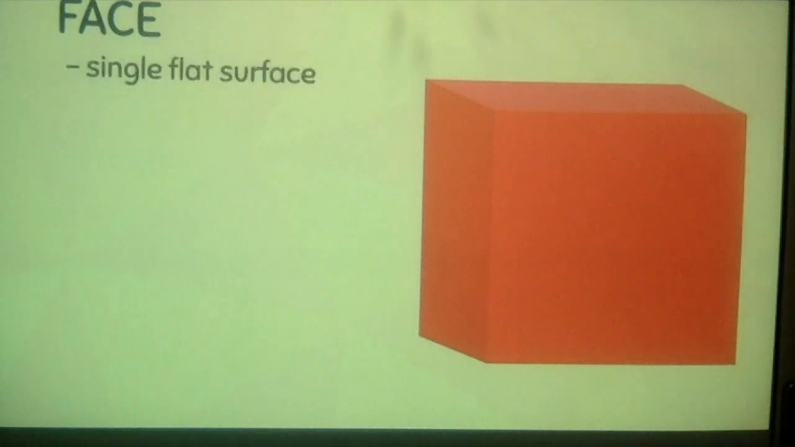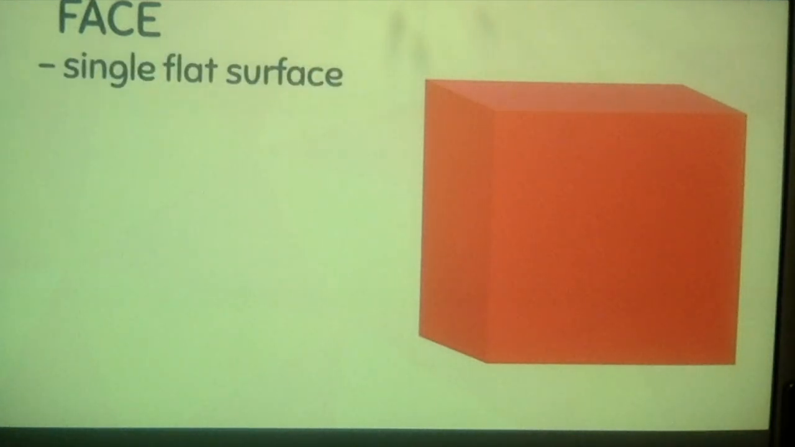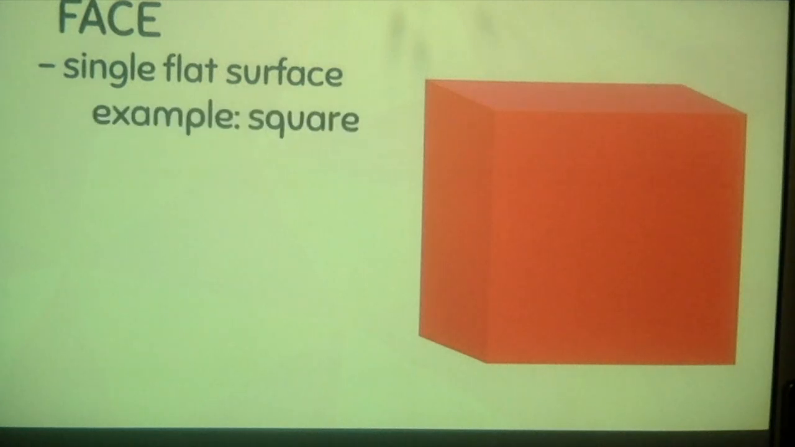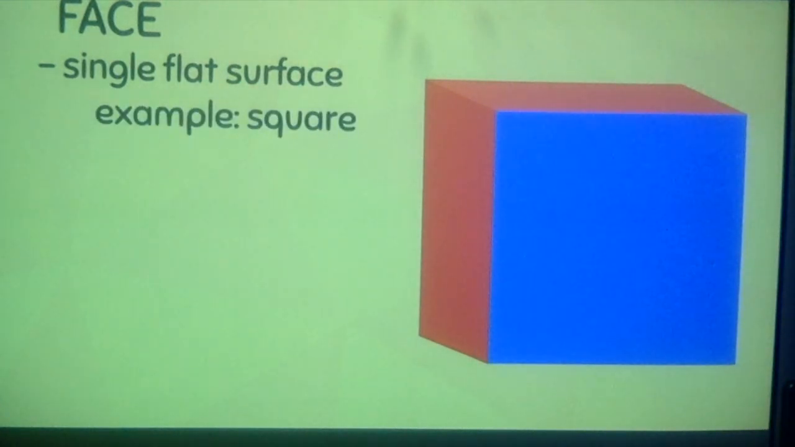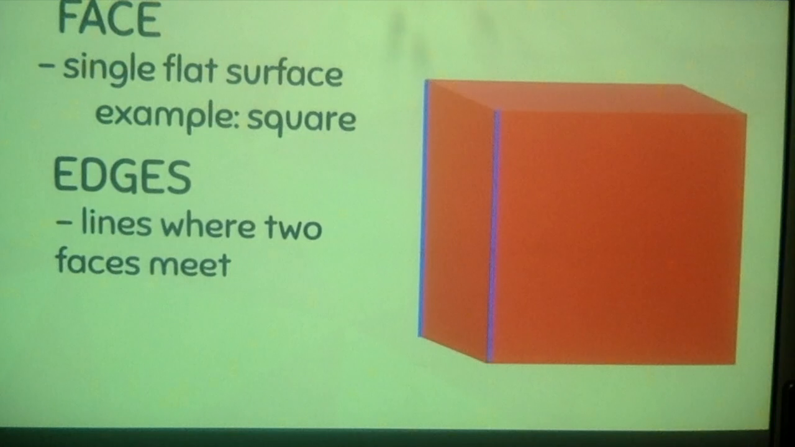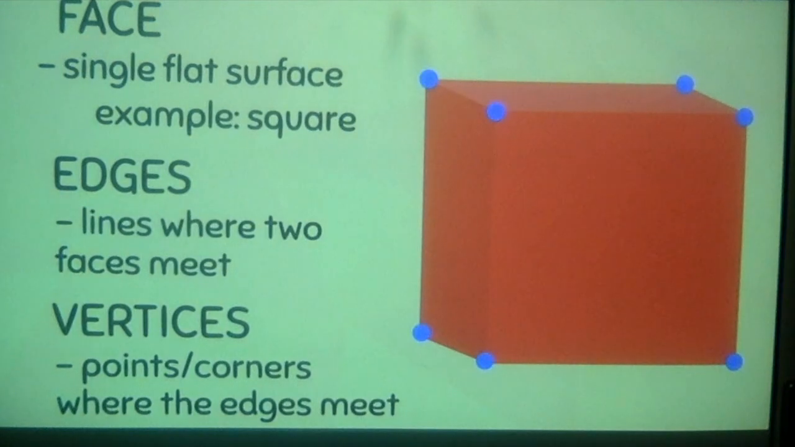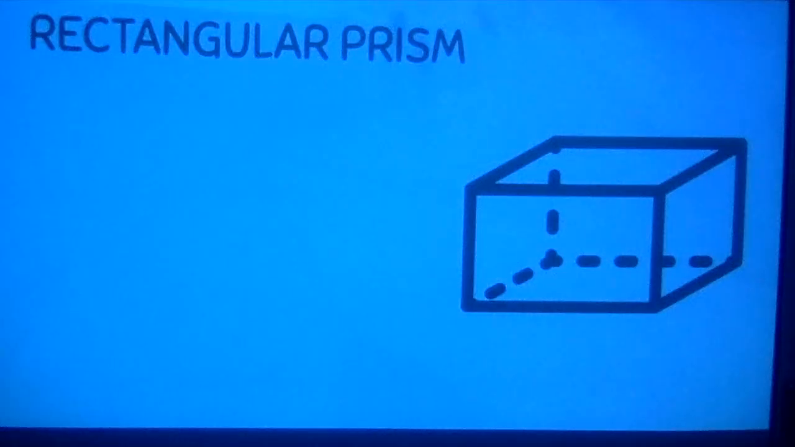A face is a single flat surface, and these are usually 2D shapes that we're familiar with. For example, a square. Edges are the lines where 2 faces meet, and vertices are the points where the edges meet. Let's do some practice on this rectangular prism. Can you count how many vertices this shape has?